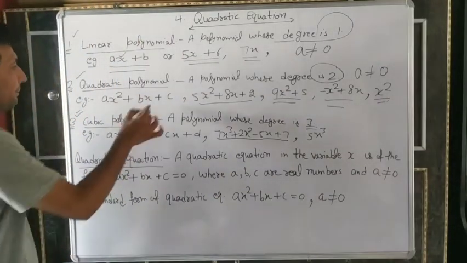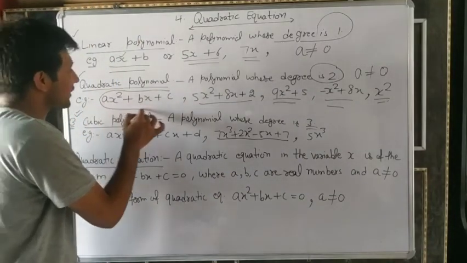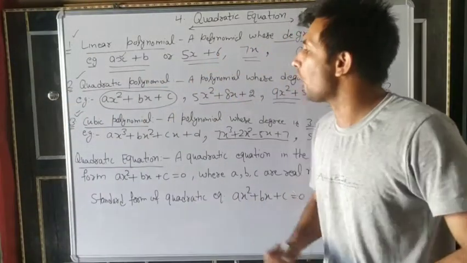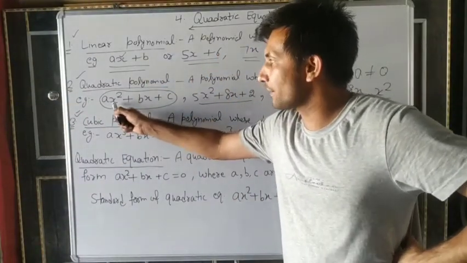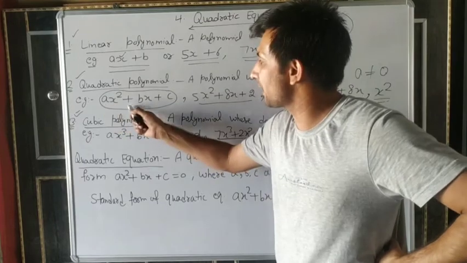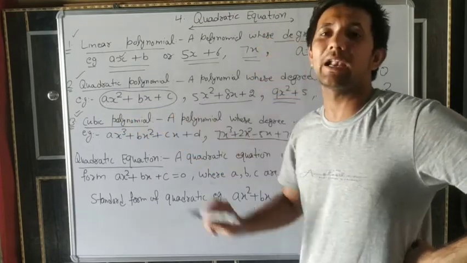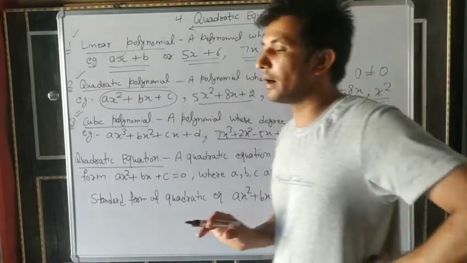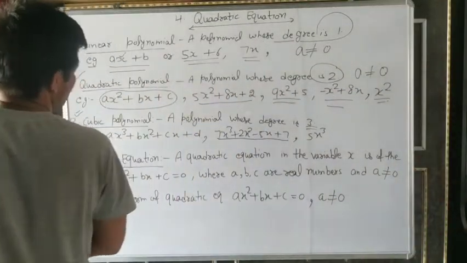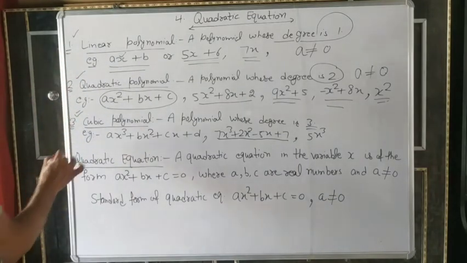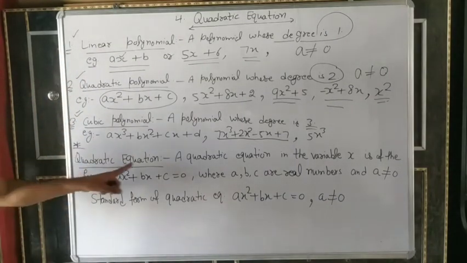And always remember, dear, the general form of a quadratic polynomial is ax square plus bx plus c, where a is the coefficient of x square. a, b and c are real numbers. Understand? Now no need to note down points number 1, 2 and 3. Only you will note down quadratic equation.